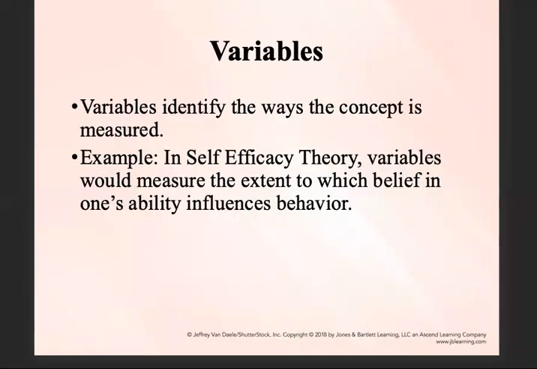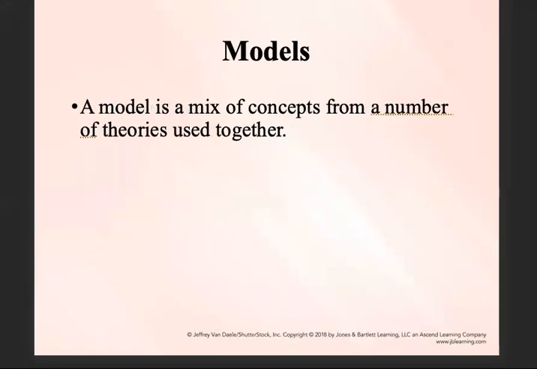And then finally, parts of a theory, the third part are variables. So they identify the ways in which the concept is measured. So again, going back to that self-efficacy theory, variables would measure the extent to which belief in one's ability influences behavior. So we could think about if somebody has high self-efficacy, so they believe strongly that they could be successful in changing this behavior, is there a relation to their actual ability to carry out that behavior change?